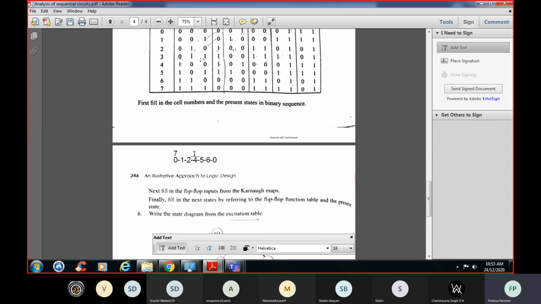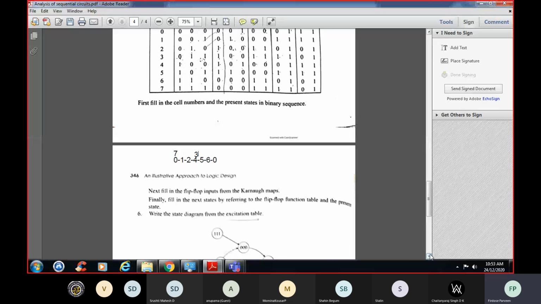Here again it is 3. From 3, again it is 4. After 4 it is 5. After 5 it is 6. After 6 again it is 0. Again from 7, it is 0. Like this it is. So now what you have to do? You have to draw the state diagram.